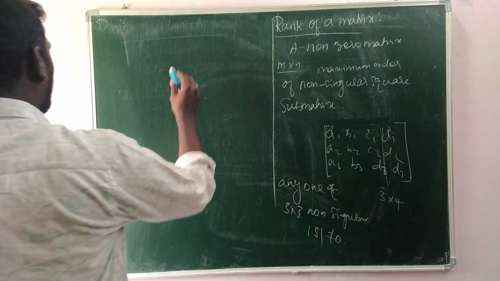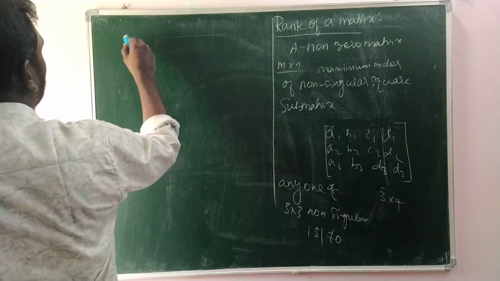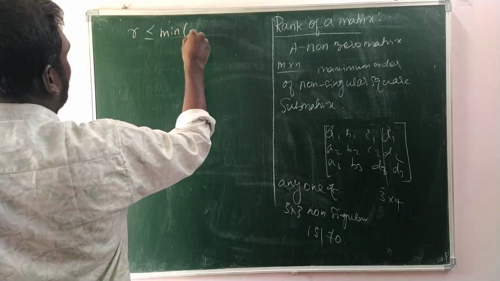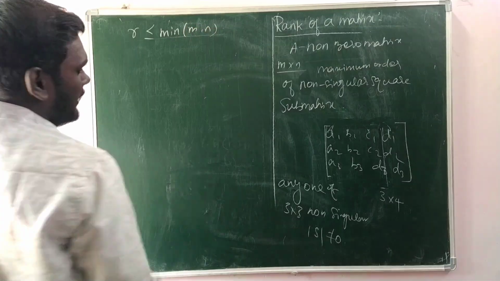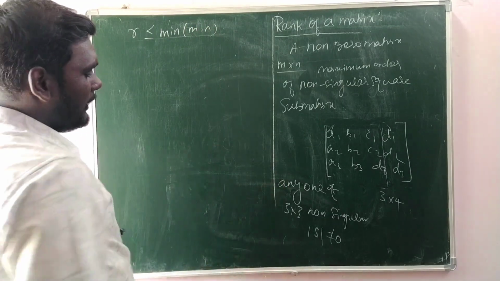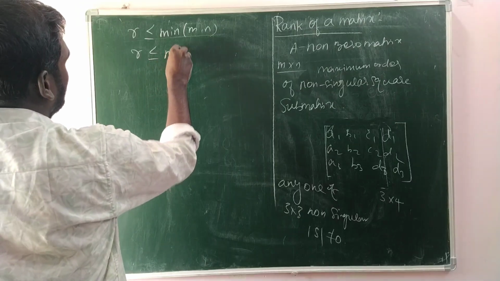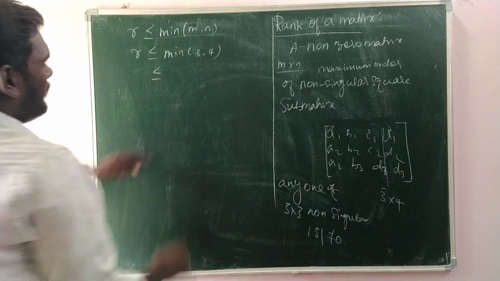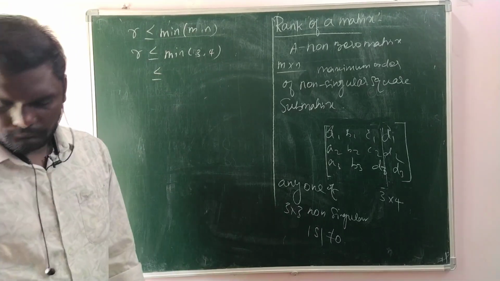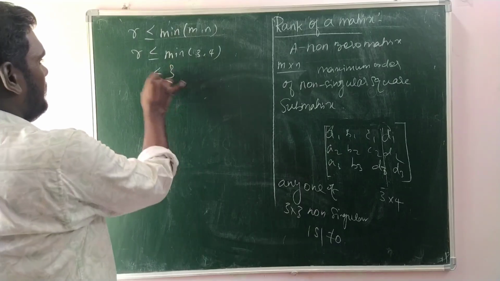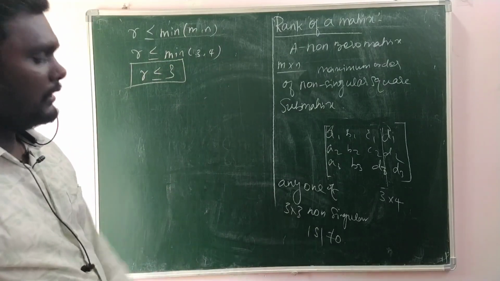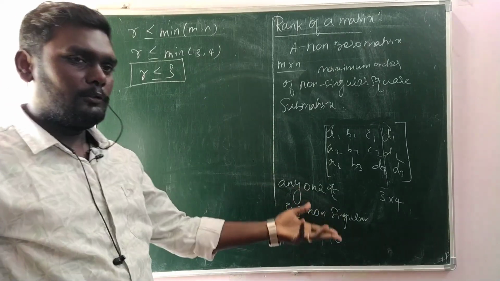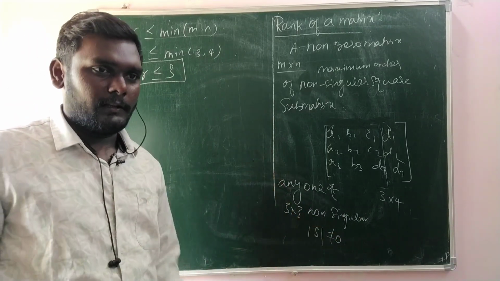That's why I gave you one remark in the previous class: the rank of a matrix is less than or equal to the minimum of m and n. So for this matrix, the rank is less than or equal to the minimum of 3 and 4, which is 3. So if at least one 3 by 3 determinant is not 0, the rank is 3. Or else we go for 2 by 2 and the procedure continues. This is the procedure for rank.